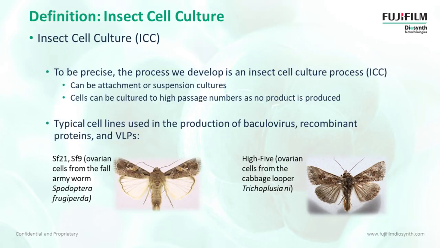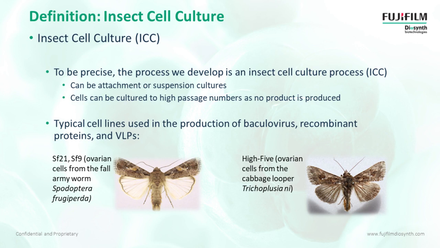A lot of people don't quite understand what the difference between insect cell culture and BEVs is, and they are two kind of distinct differences in how we define them. Insect cell culture is actually what we are developing. That's the actual cellular part of the culturing of the process. So these can be attachment or suspension cultures, and these cells can typically be cultured to very high passage numbers because there's no product present yet.